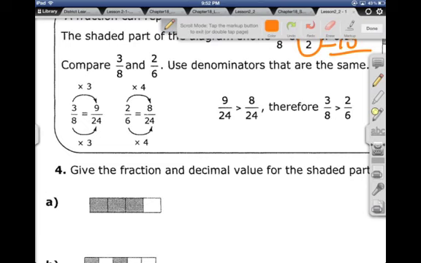So when we look at something like 3/8 and 2/6, how the heck am I supposed to say how they compare? One way is to put them on a calculator and look at which decimal's bigger. Okay, that's fair. You could do that. Another way is just to adjust the fractions.